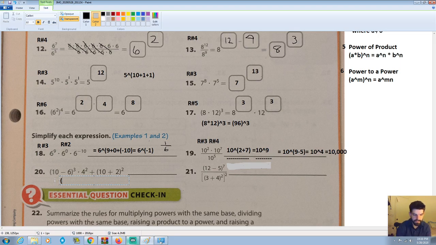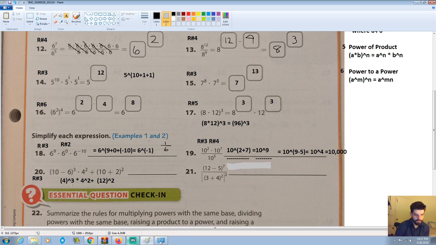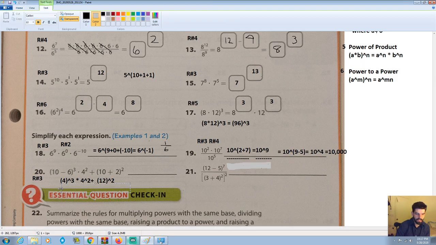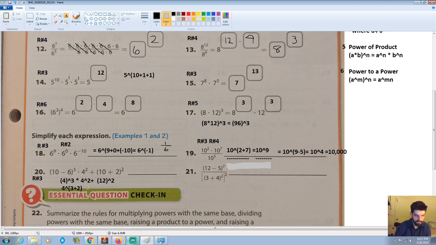So the best strategy for these is to go ahead and simplify the parentheses first. So this is going to be 4 to the cube times 4 squared plus 12 squared. Now we are going to simplify this expression. This is going to be rule number 3, because it's a product of powers. So 4 cubed times 4 squared is going to give us 4 to the 3 plus 2 power, which is 4 to the 5th, plus 12 squared.